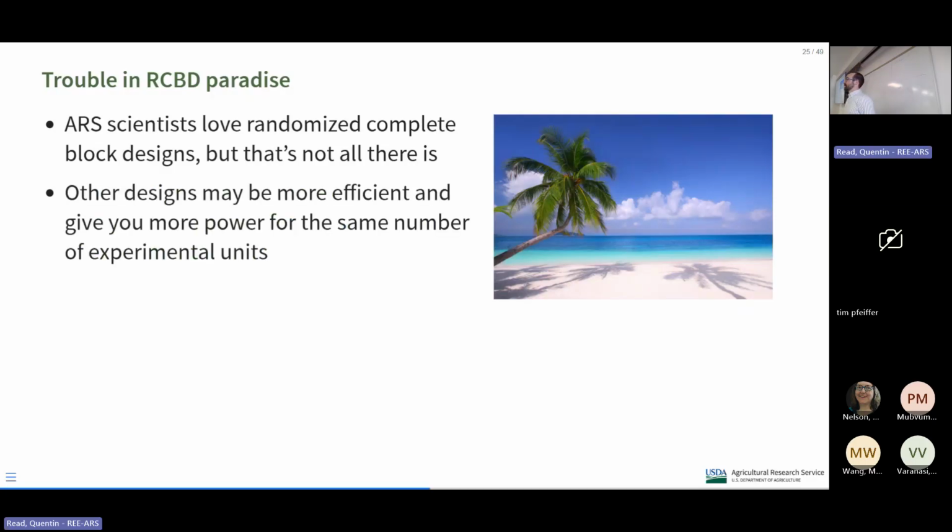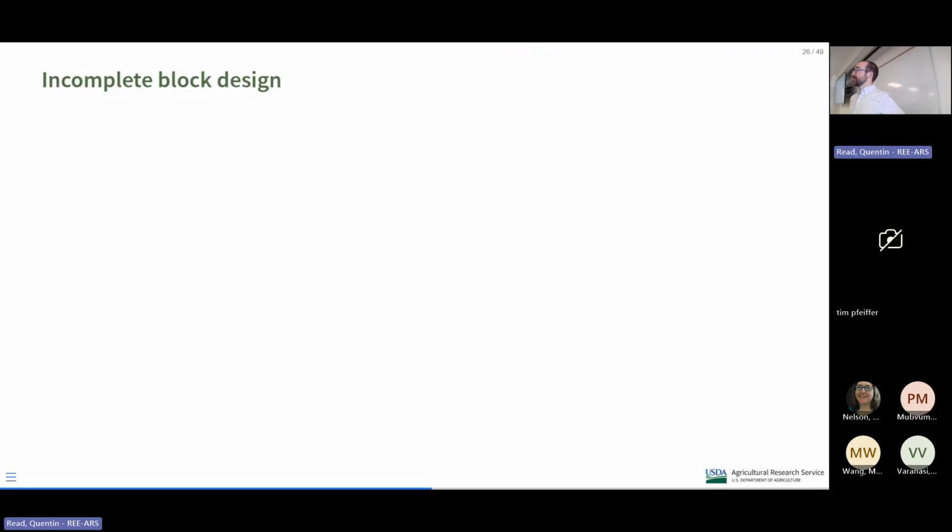Why would you care? Well, because you can actually get a more efficient design with more statistical power for the same amount of effort, the same amount of replication and experimental units, if you set it up in a different way. So it's sort of a win-win situation. What are some of the other designs besides RCBDs that may be preferable?